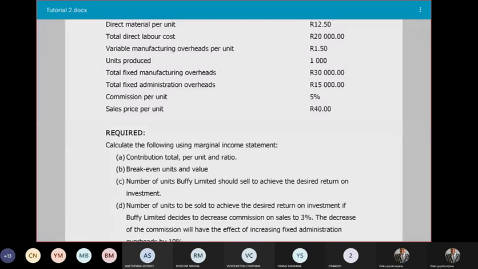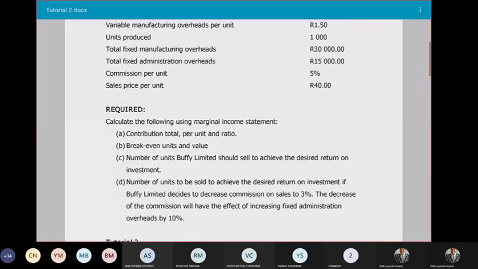Then the next one, the number of units to be sold to achieve the desired return on investment, if Parfait Limited decides to decrease commission on sales to 3%, where the decrease of the commission will have the effect of increasing fixed admin overheads by 10%. So that's it. That's the question.